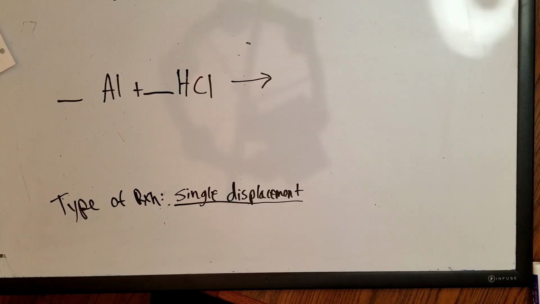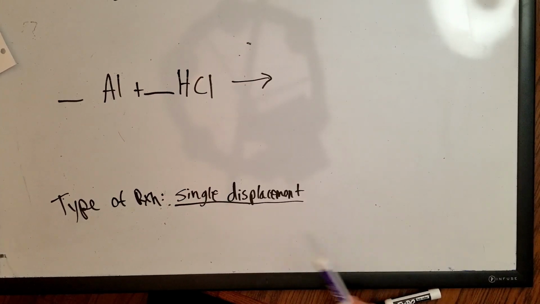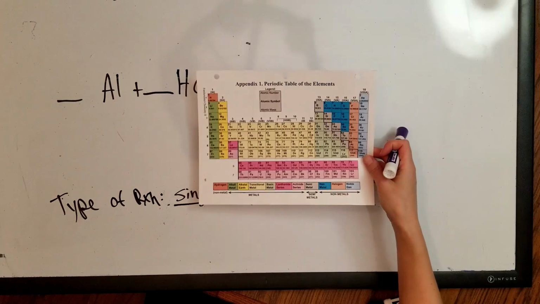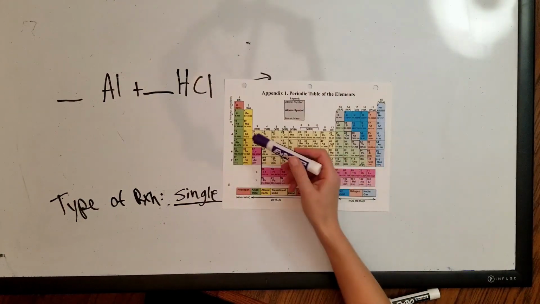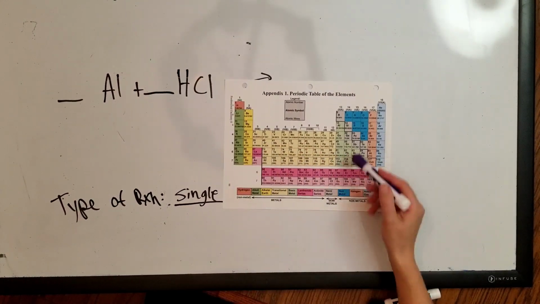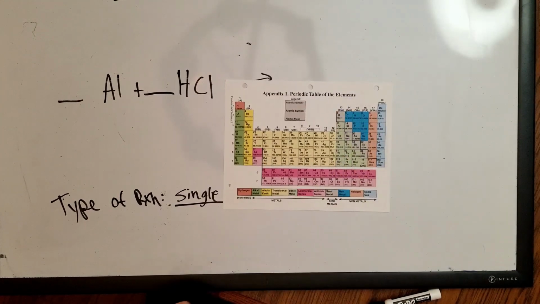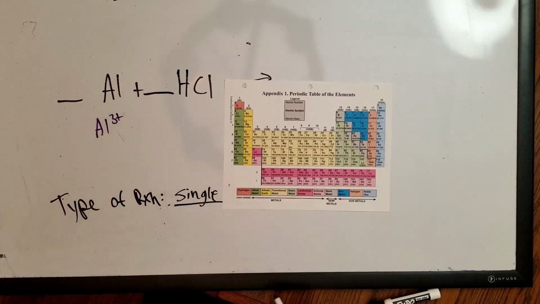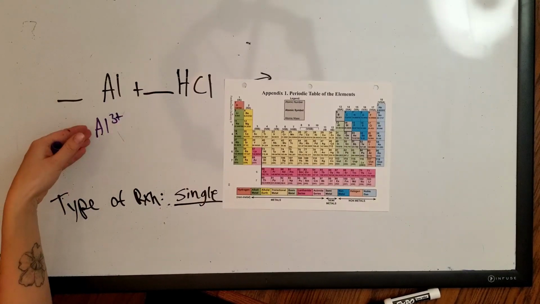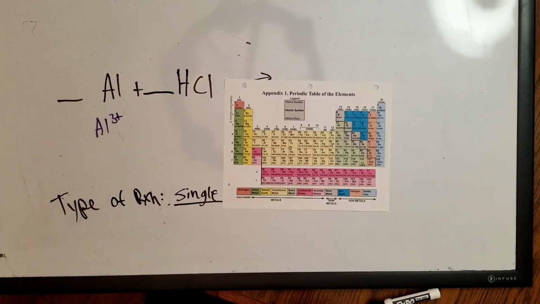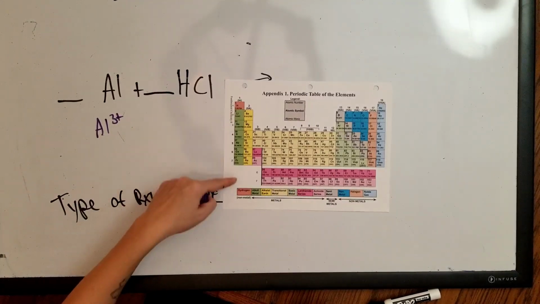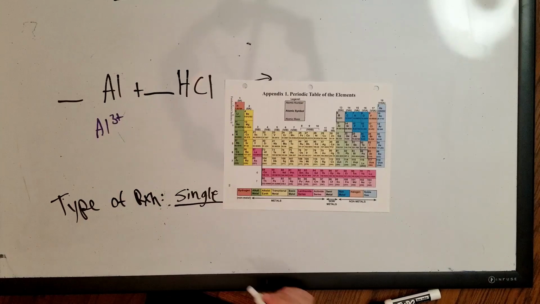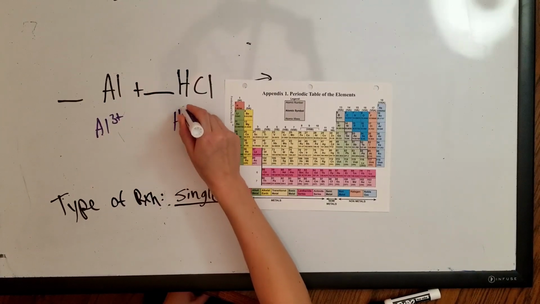In order to predict the products, I want you to write each element and what its charge is. Okay, so to do that, the periodic table is going to help you. So we have aluminum right here, group 13. So aluminum is going to have a 3+ charge when it's in a compound. It's neutral right now, but when it's in an ionic compound, it'll have a 3+ charge. Hydrogen's in this first column here. So hydrogen is going to be a +1.